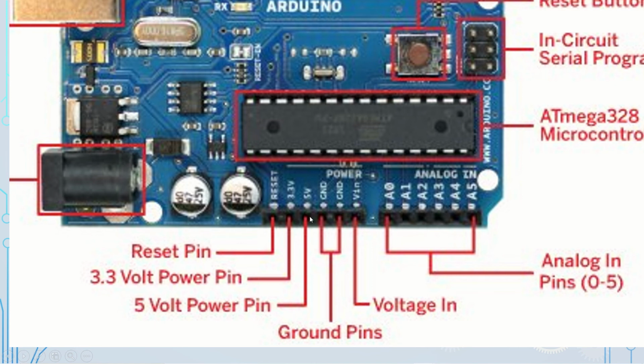Same with the 5 volt power pin: this pin will act as a 5 volt battery positive and this is the negative. We have two grounds here. The first ground you can use for the 5 volt, and the second ground you can use for the 3.3 volt.